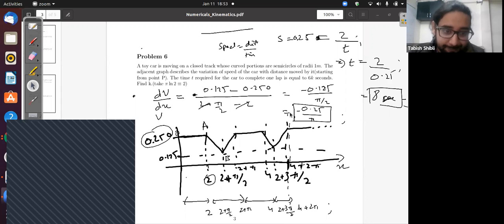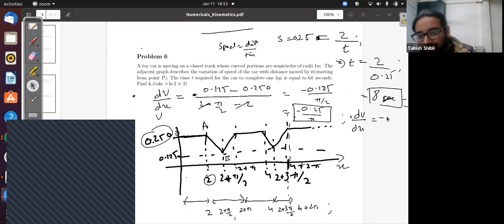But what you need is the time, right? How do you get time? If you just think about it for a second: any time you have dv by dx equal to a constant, 0.25 upon pi, how about you just multiply and divide by dt on the left hand side? What do you get? You get dv by dt multiplied by dt by dx is equal to minus 0.25 by pi. You're just multiplying and dividing by dt, right?